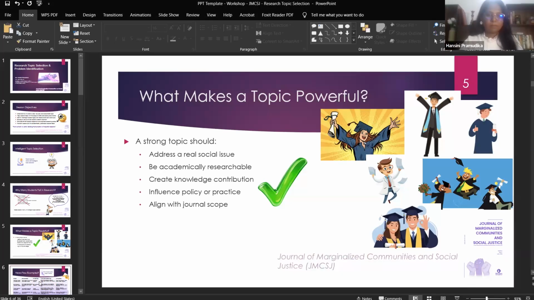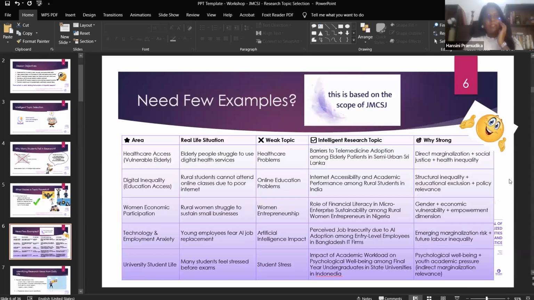This slide is also important. I have prepared this related to the Journal of Marginalized Communities and Social Justice. Here I am going to give you 5 examples based on the journal scope. This provides a great snapshot, so you can consider these kinds of things when determining a research title. It is good if you are going to submit your paper to JMCSJ, but no matter if you are going to publish in another journal, you have to apply the same method.